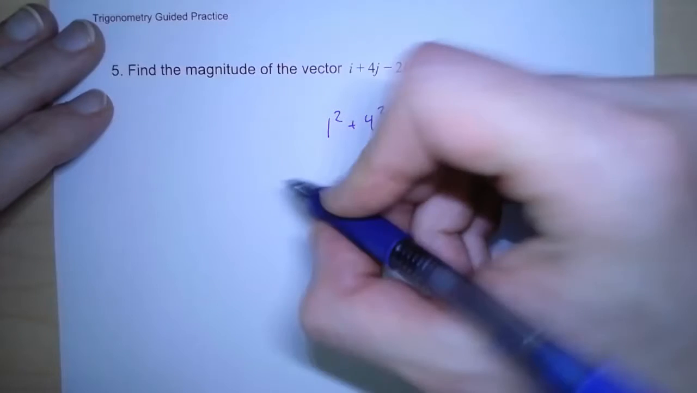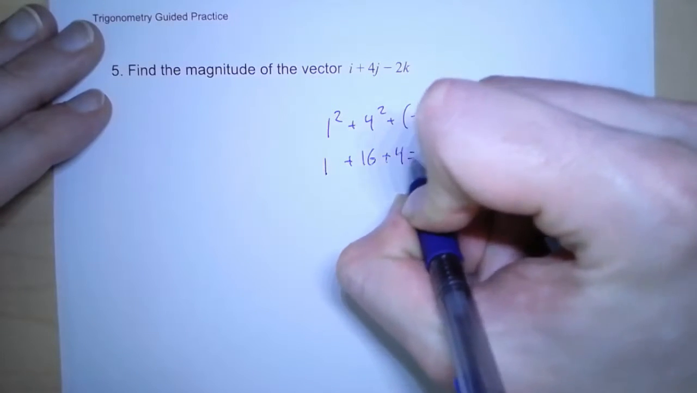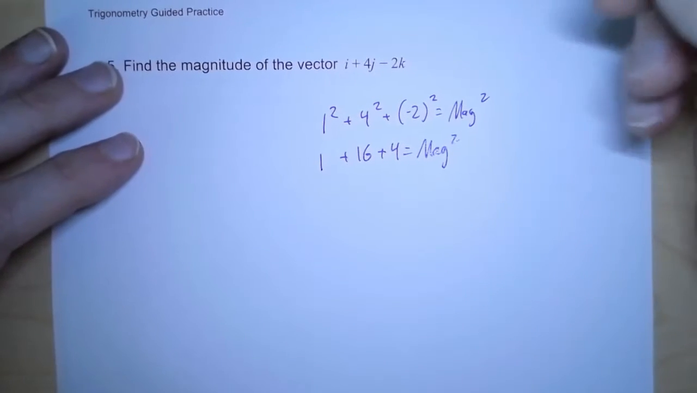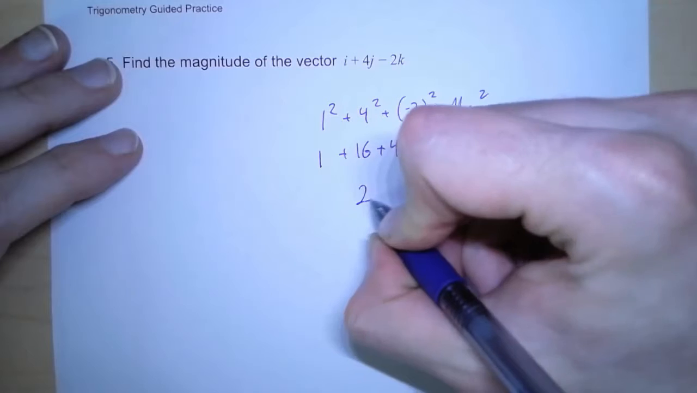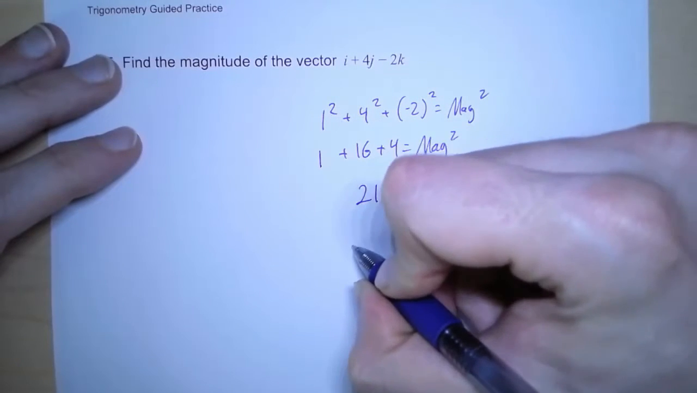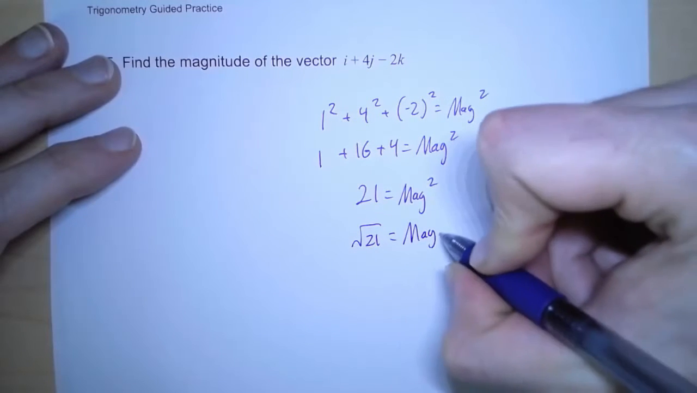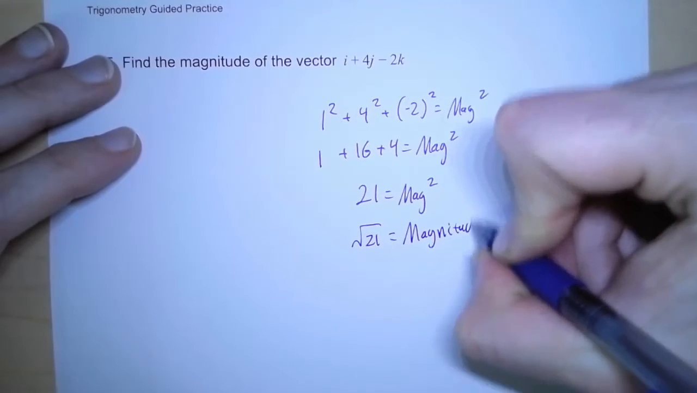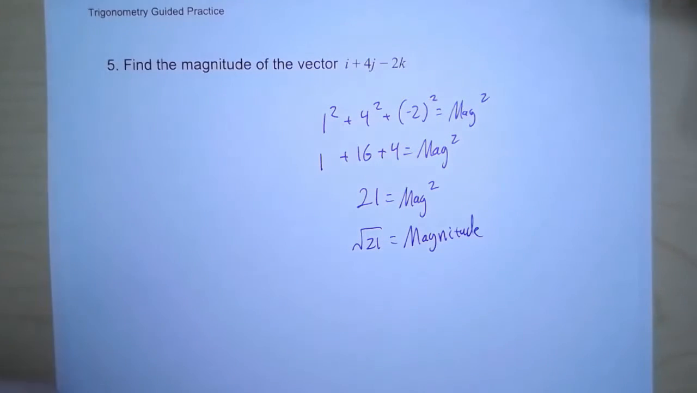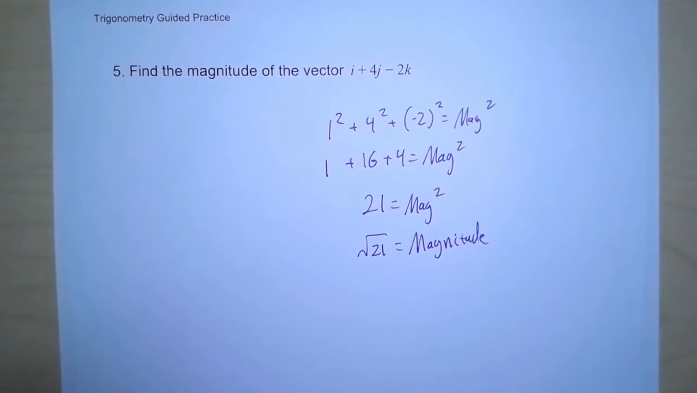So 1 plus 16 plus 4 equals the magnitude squared. So we add those together and we get 21 equals our magnitude squared. So the square root of 21 is the magnitude of this vector. And so if we had 4 components, we would square them all and add them up. And that would equal the square of the magnitude. And you can do that for as many dimensions as you need.